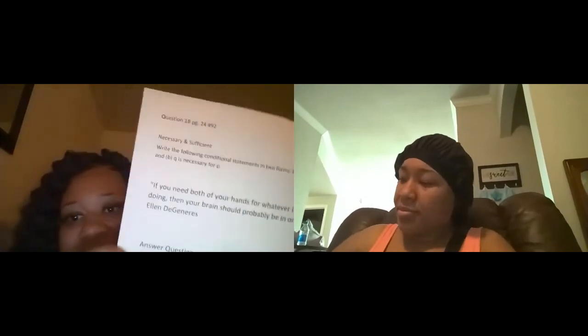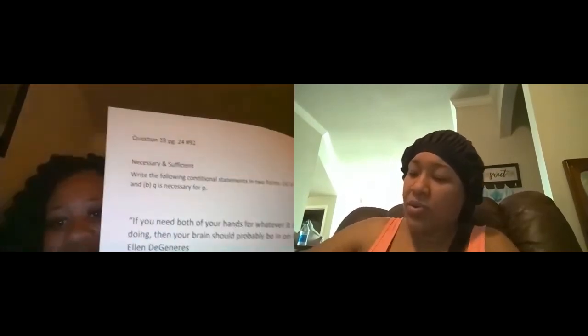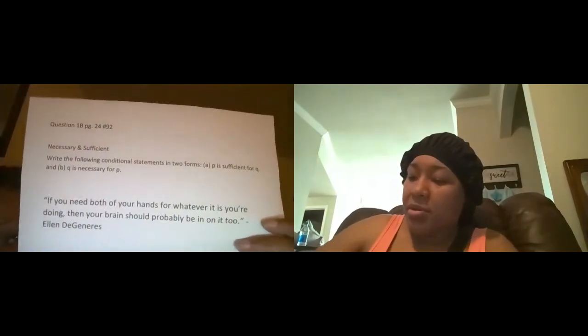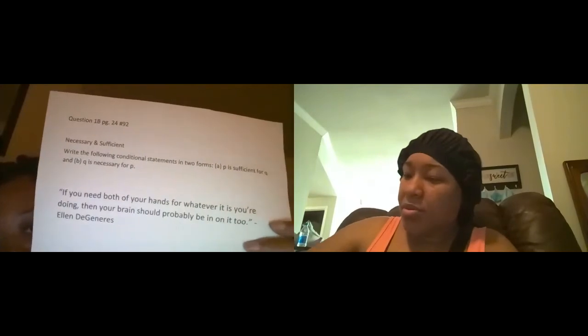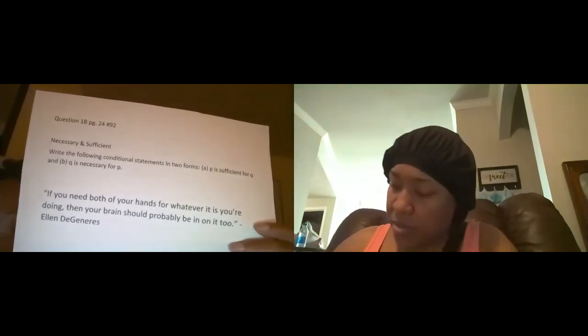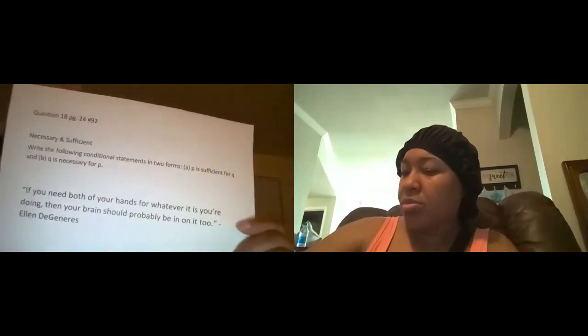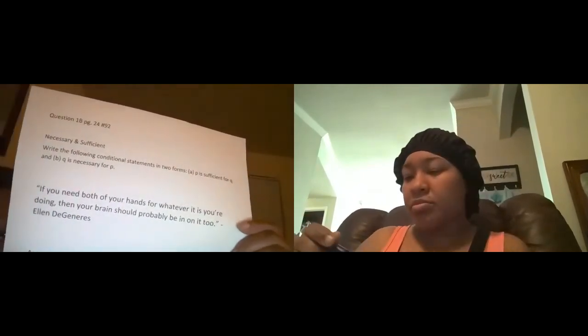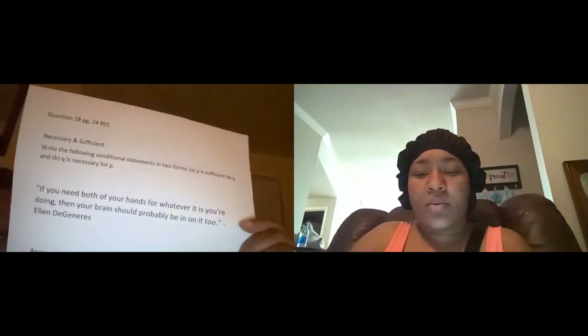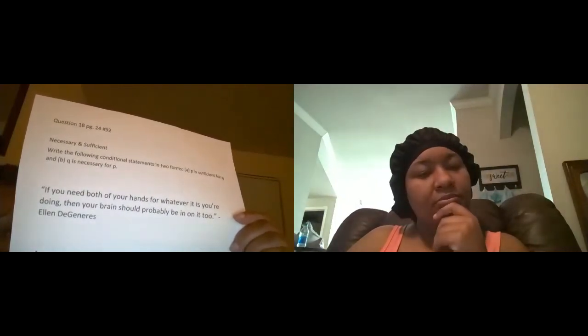Okay. Let me fix my camera here. Okay, I did question 1B, page 24, question 92. Sorry, my camera's falling. And it was the necessary and sufficient question series. So the question was, write the following conditional statement in 2 forms. One being A, P is sufficient for Q, and B being Q is necessary for P. And the quote that we're going to be answering is this: if you need both of your hands for whatever it is you're doing, then your brain should probably be in on it too. Ellen DeGeneres.